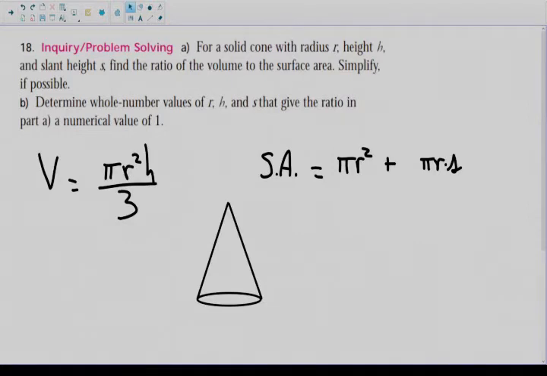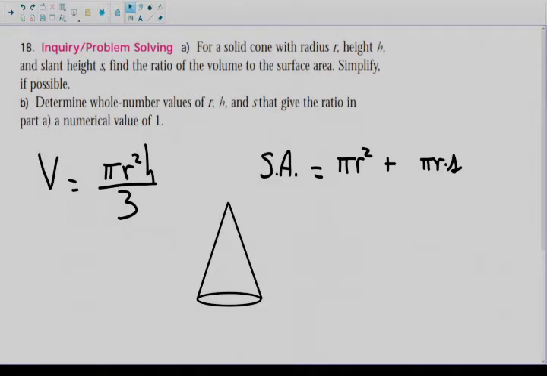For question 18, it says, for a solid cone with a radius r, a height of h, and slant height of s, find the ratio of the volume to the surface area. Simplify if possible. Now this is listed as an inquiry and problem solving question, which usually means these are more difficult questions. Part B says determine whole number values for r, h, and s that give the ratio in part A a numerical value of 1.